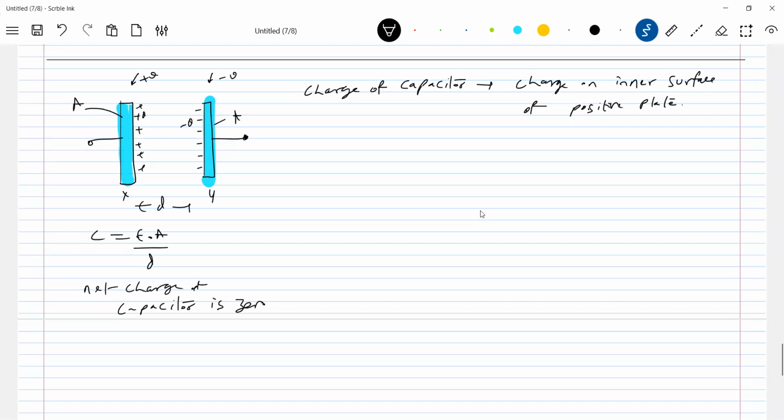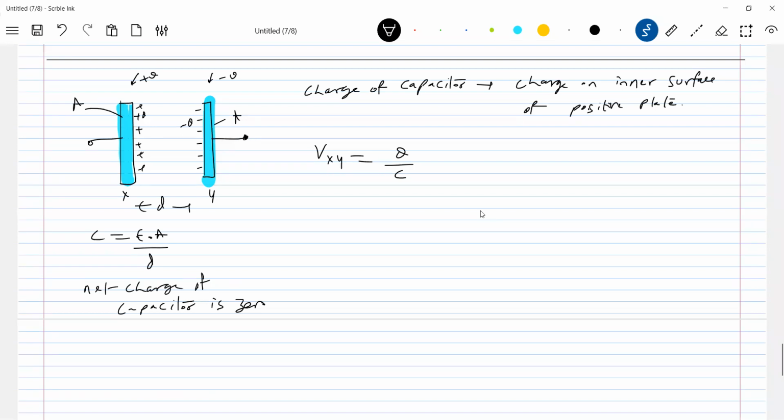Net charge of the capacitor will be 0, there's no doubt. But in the formula, when we write V equal to Q by C, what is this Q? The charge on the inner surface of the positive plate is called the charge of the capacitor. I don't write Q minus Q as 0. The potential difference is there. So Vxy we are going to write as Q by C, not Q net by C. So there's a small basic thing.